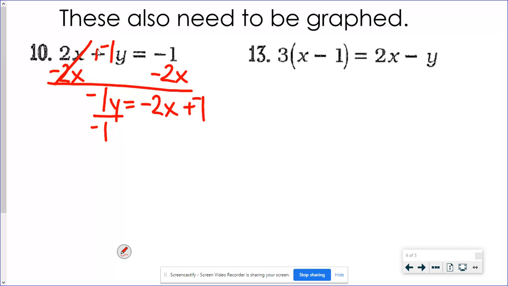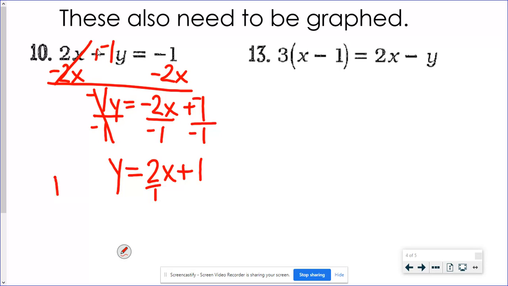And now I'm going to divide. Everybody gets divided by negative 1. So negative 2 over negative 1 is going to be positive 2x, and negative 1 divided by negative 1 is 1. When you graph that, and I don't have the graph on this, remember your y-intercept is going to be 1, and your slope is really a 2 over 1, which means you'd be starting at 1, and you're going to go up 2 and over 1 and get a point, or down 2 and over 1 and get a point, right? So your graph should look sort of like that.